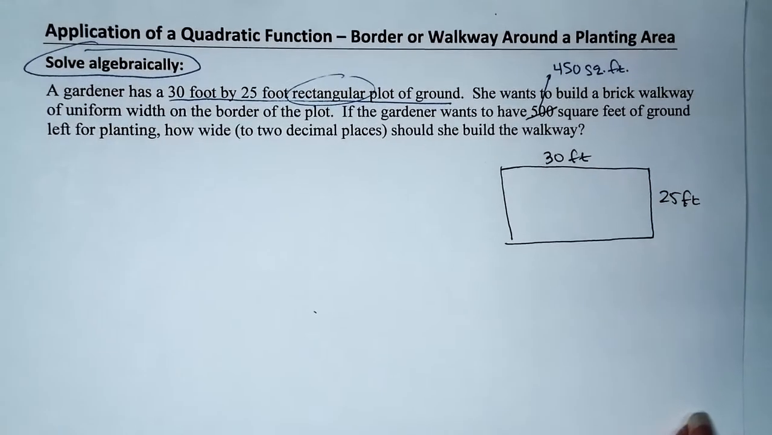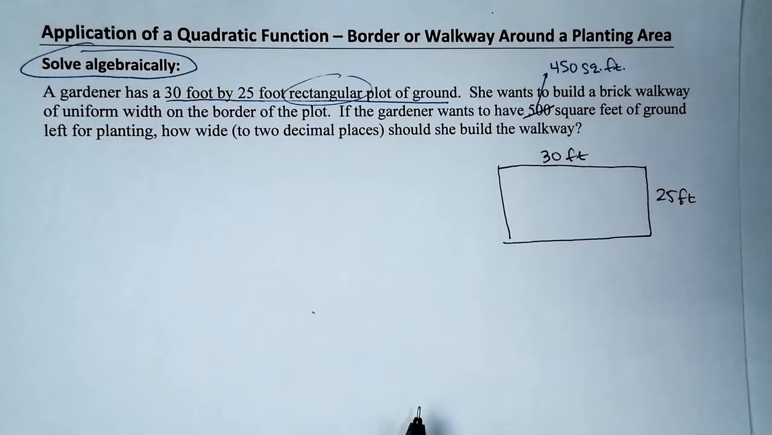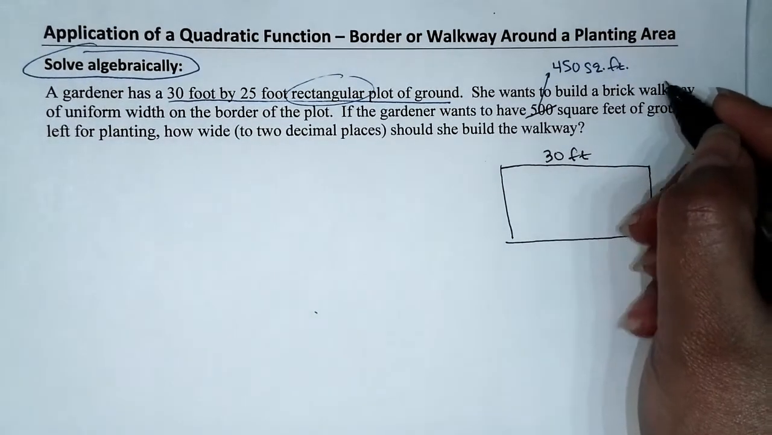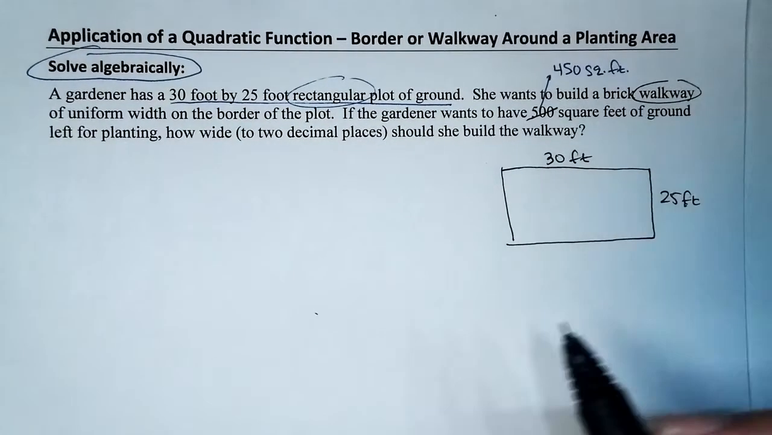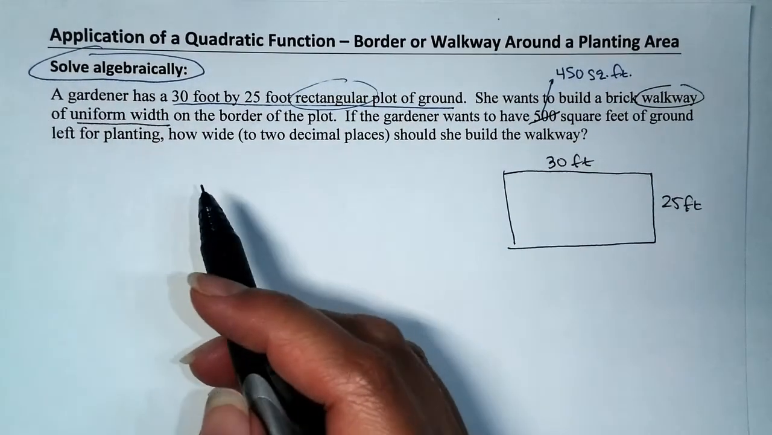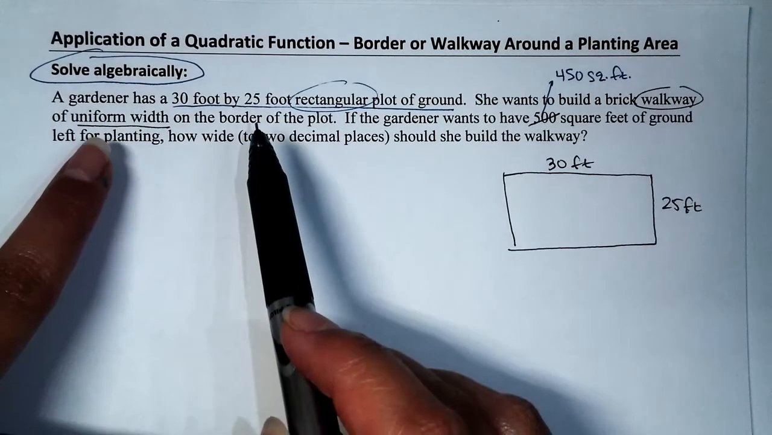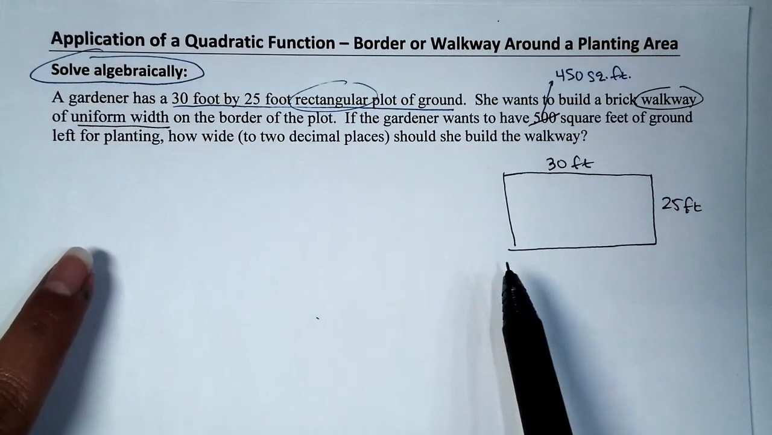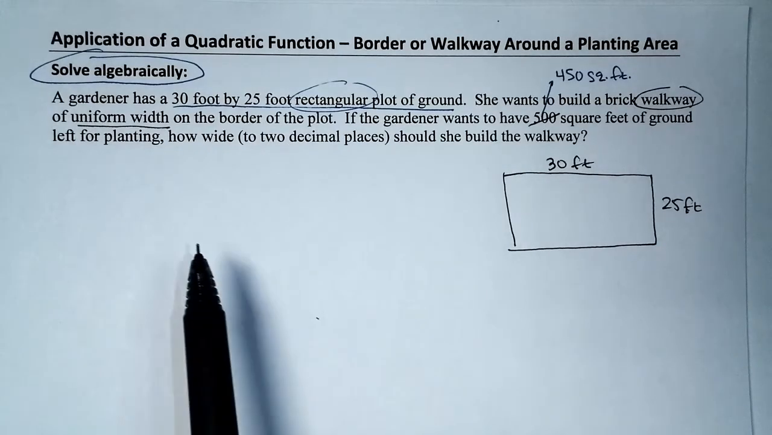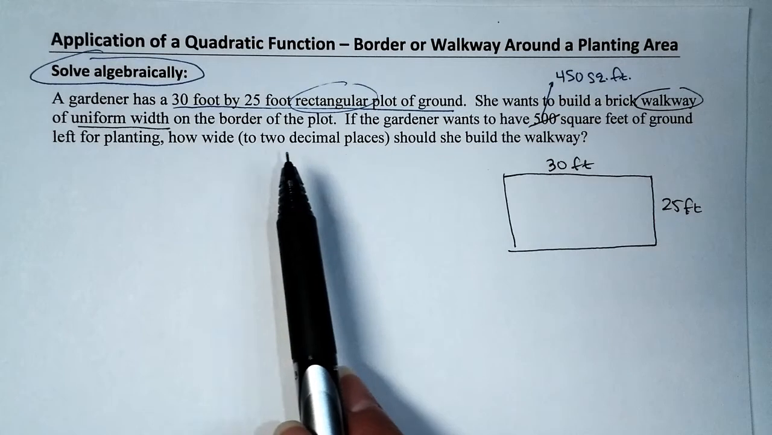Okay, she wants to build a brick walkway of uniform width on the border of the plot. So we want to make a walkway of uniform width. Uniform meaning the same. So it's not like it's gonna be different all around. It's not like this part is like this and then this one is wider. No, same. Okay, same width. She wants to build a brick walkway of uniform width on the border of the plot.